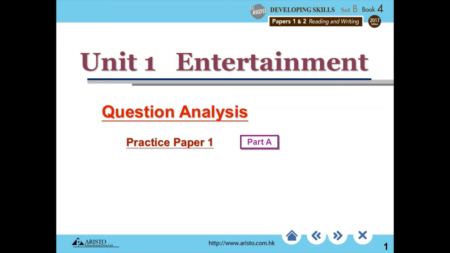Here's the question analysis of Unit 1, Practice Paper, Paper 1. We'll be looking at some challenging questions in Part A, and I'll be showing you how you can find the right answers for these questions.